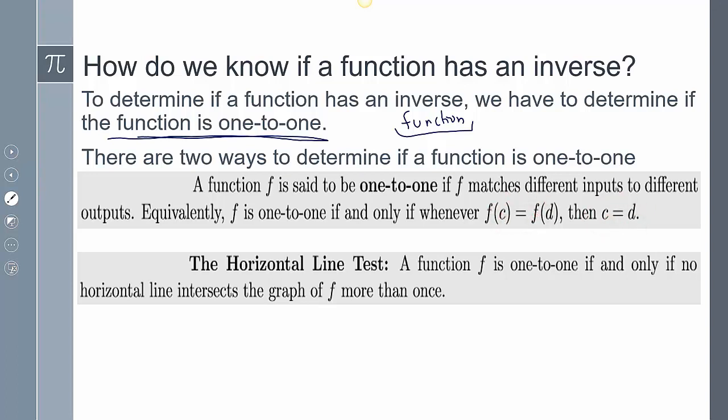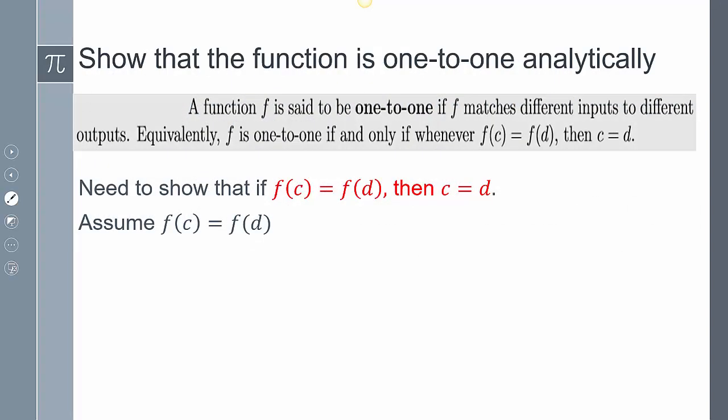The second is graphically, and that's going to be the horizontal line test. A function f is 1 to 1 if and only if no horizontal line intersects the graph of f more than once. So let's take a look at a few of these. First, let's show that the function is 1 to 1 analytically. We're going to use this definition: f of c equals f of d, then c equals d.